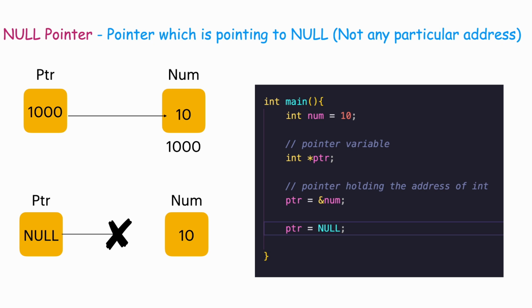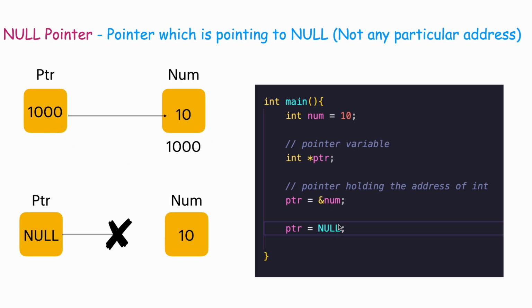So what do you mean by null pointer? A null pointer is pointing to null. It means it is not pointing to any memory location. First I declared the variable num, which has the value 10, and then I declared a pointer of the same data type. Look carefully, the data type of num is integer, the data type of ptr is also integer, and I stored the address of num inside my ptr, that is, 1000 is stored inside my ptr.